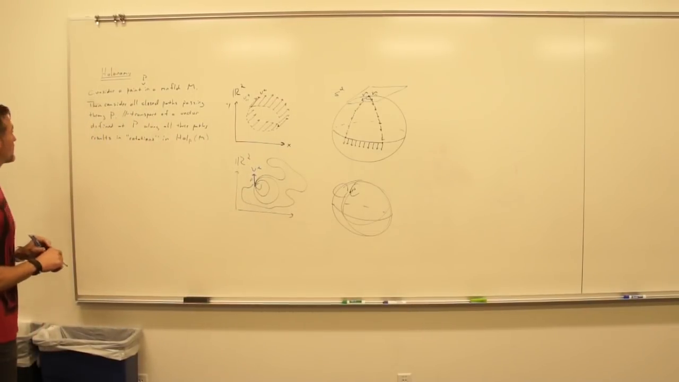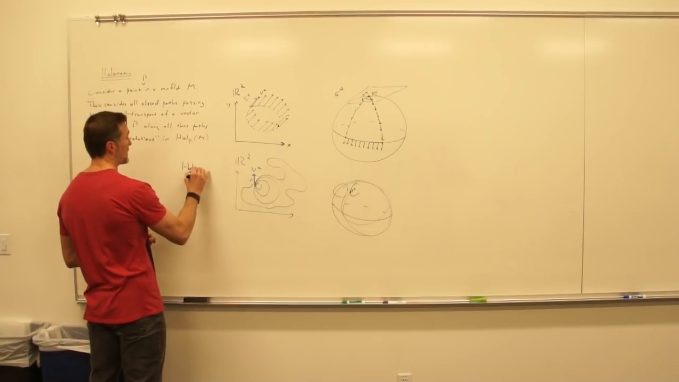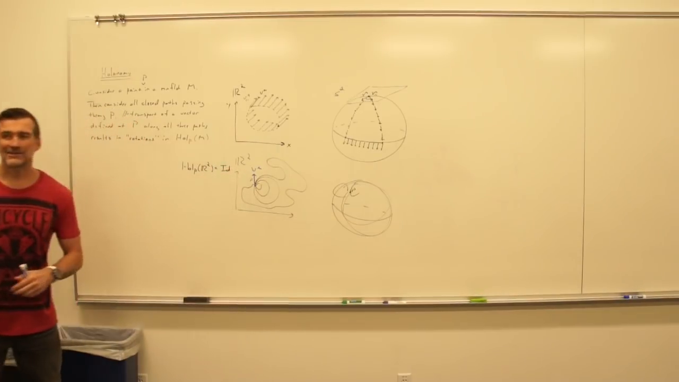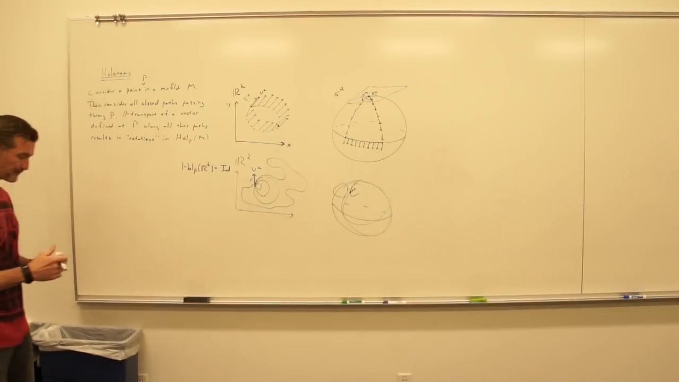Okay? So what we find is that in this case, the holonomy around the point P of R2 is just the identity. That is, it's trivial. Nothing happens. Okay?